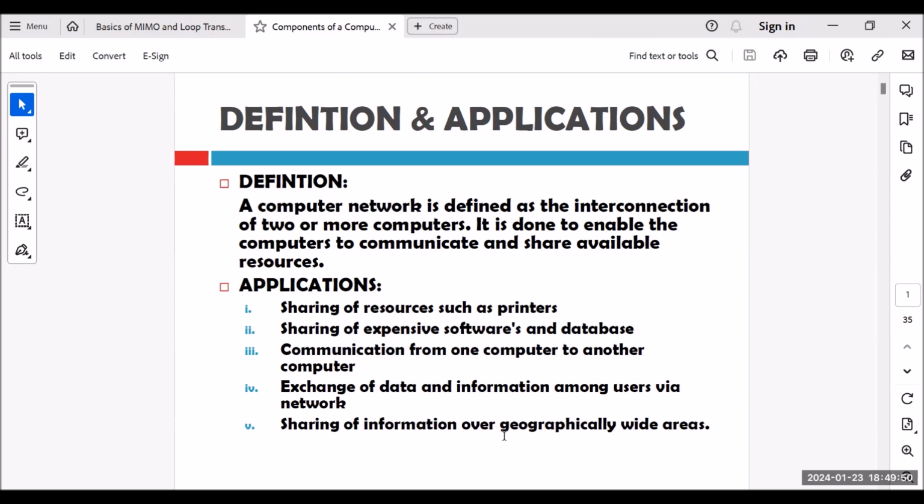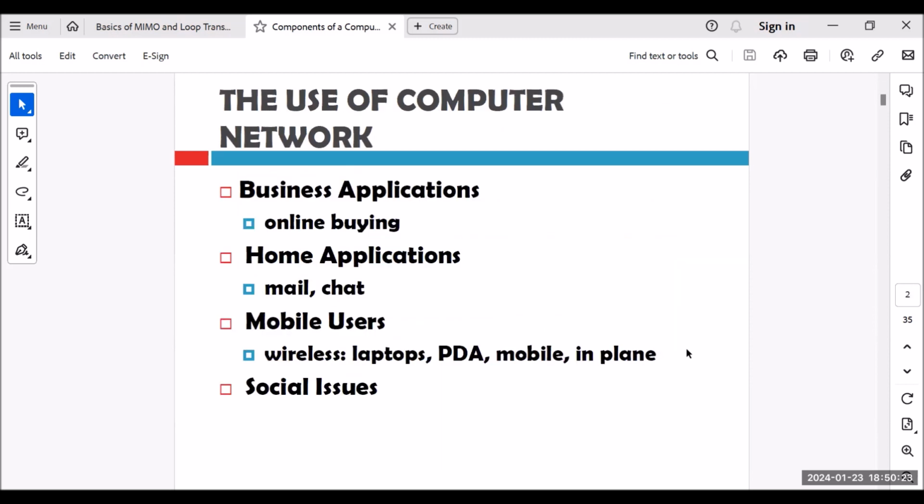And point number five is sharing of information over geographically wide areas. This is a very important thing, that computer networking is not just confined to a limited space. Rather, obviously, there is no boundary these days. So geographically wide areas will have computers, and obviously they also need to communicate. And by that, you need to share information over a wider network. And for that, again, computer networking comes into play.